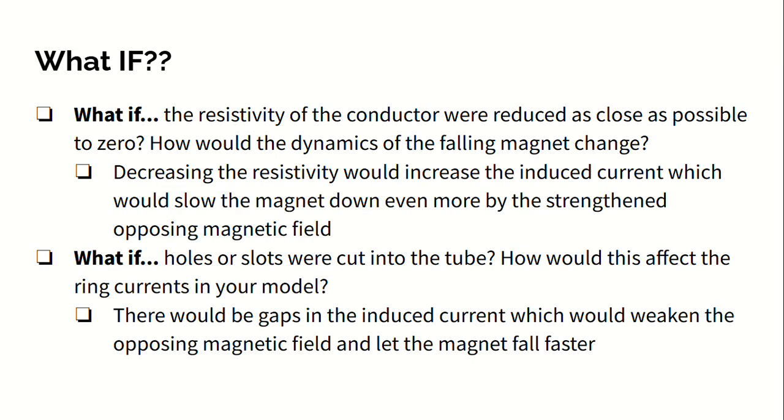So for the what if sections, well, for the answer to what if number 1, if the resistivity of the conductor were reduced, that would increase induced current, which would slow the magnet down even more by strengthening the opposing magnetic field. And then for the what if holes or slots were cut into the tube, well, then there would be gaps in the induced current, which would weaken the opposing magnetic field and let the magnet fall faster.